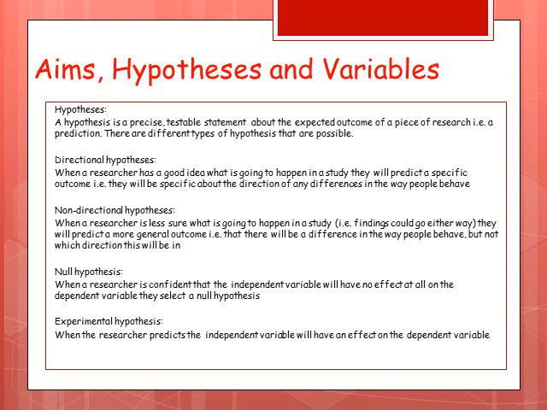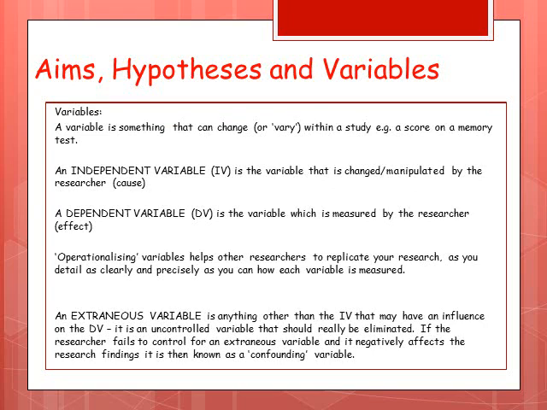An experimental hypothesis is saying that the independent variable will have an effect on the dependent variable. We use an experimental hypothesis when we have conducted an experimental method. If it is a non-experimental method, it will be referred to as an alternative hypothesis. So the variables then. A variable is anything that can change or vary within a study. The independent variable is the one that is manipulated or changed by the experimenter or researcher. The dependent variable is a variable that is measured, the one that we are measuring as a result of the manipulation.